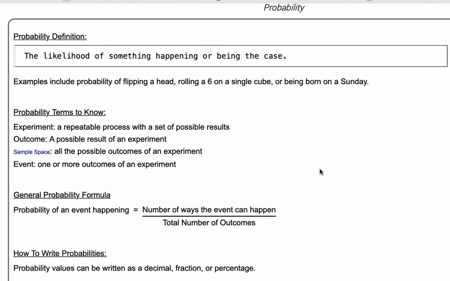Probability is just the likelihood of something happening. Some examples include the probability of flipping a head on a coin, rolling a 6 on a single cube or die, or being born on a Sunday.